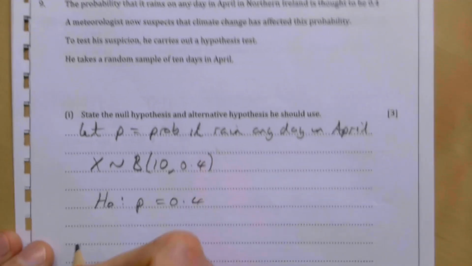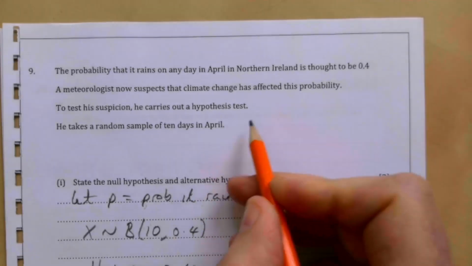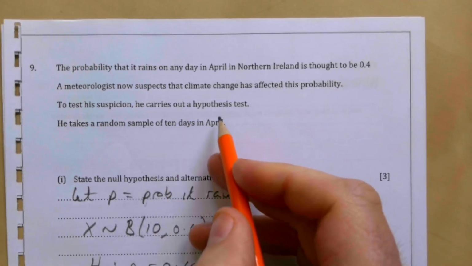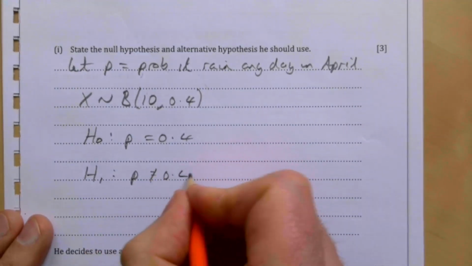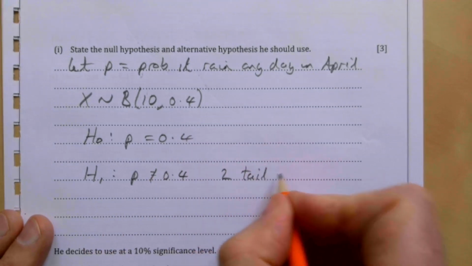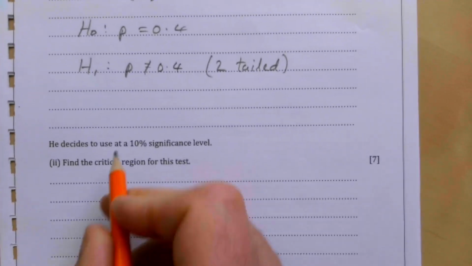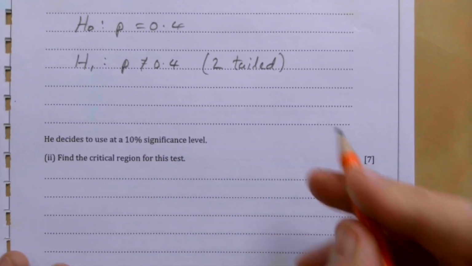And again, we need to be careful here. Our H1, so our alternative hypothesis, doesn't say whether we think it's going to rain more or fewer days. So it's going to be a two-tailed test, so that's a probability of not equal to 0.4, and that makes it obviously a two-tailed test. So he decides to use a 10% significance level, so that's going to be 5% at either side.